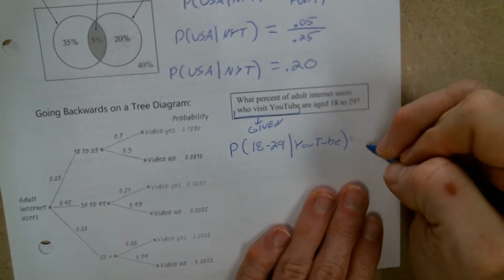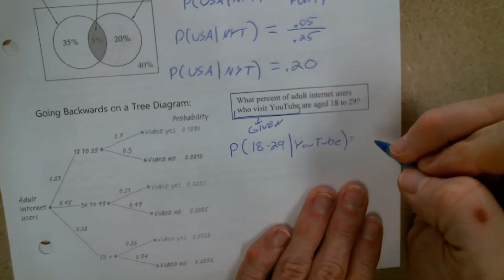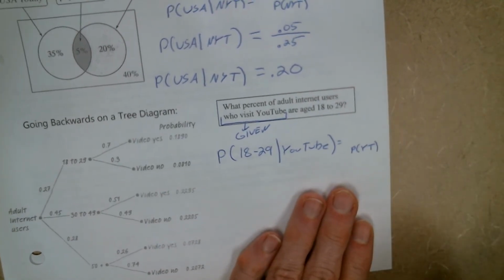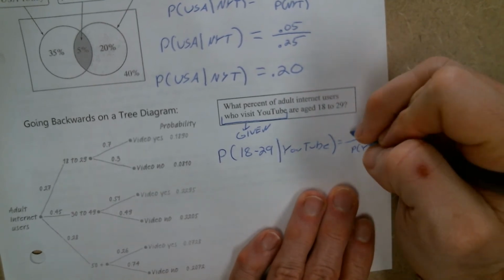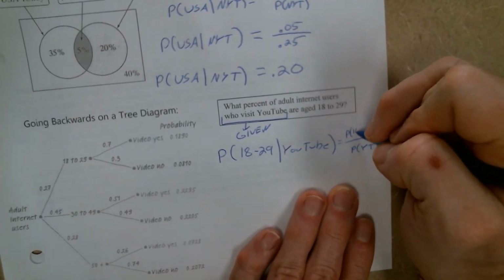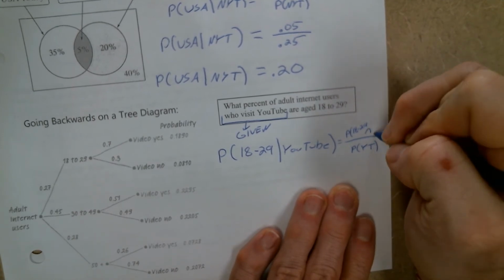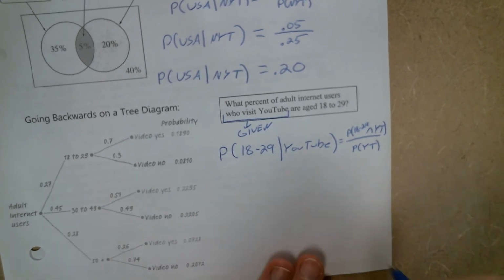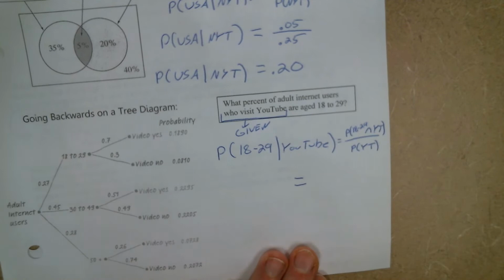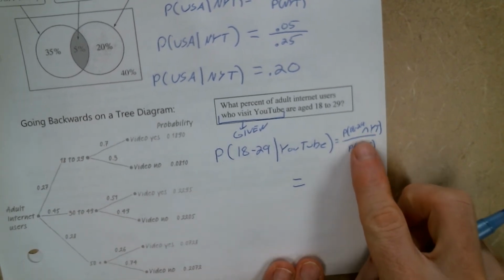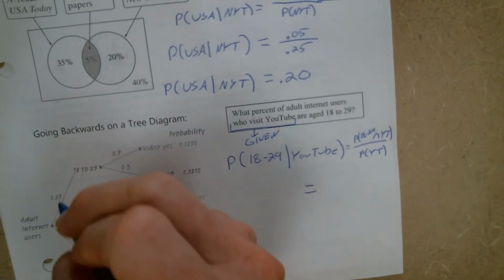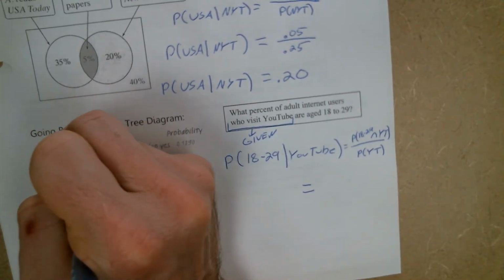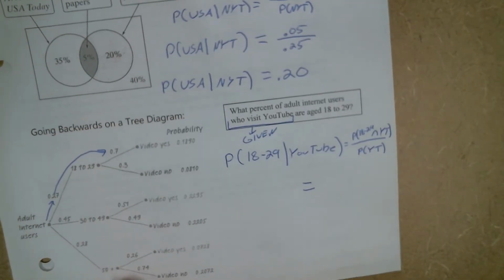So again, the given goes to the bottom of our fraction. So it's going to be the probability of YouTube, I'm just going to abbreviate it there because I'm running out of space, over the probability of 18 to 29 and YouTube. All right. So we can see here 18 to 29 and YouTube is going to be this branch right here. So it's this one over to this one.